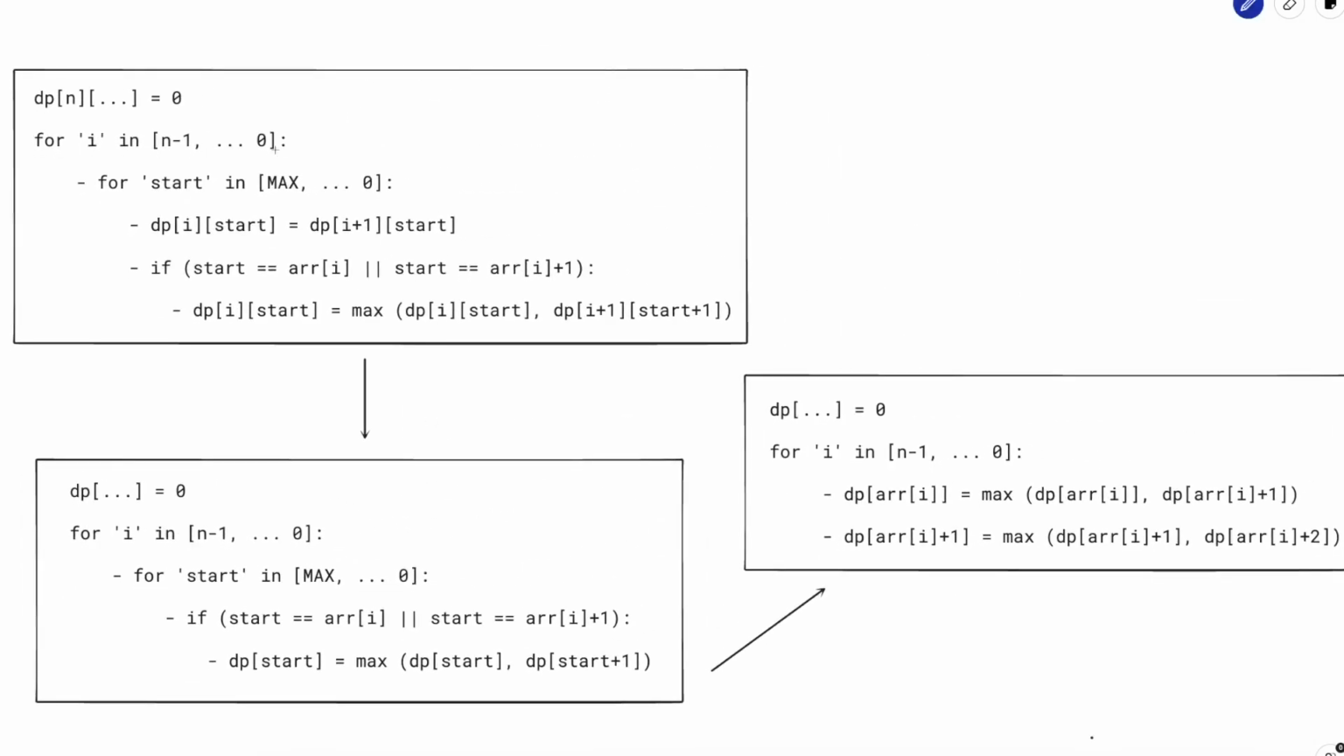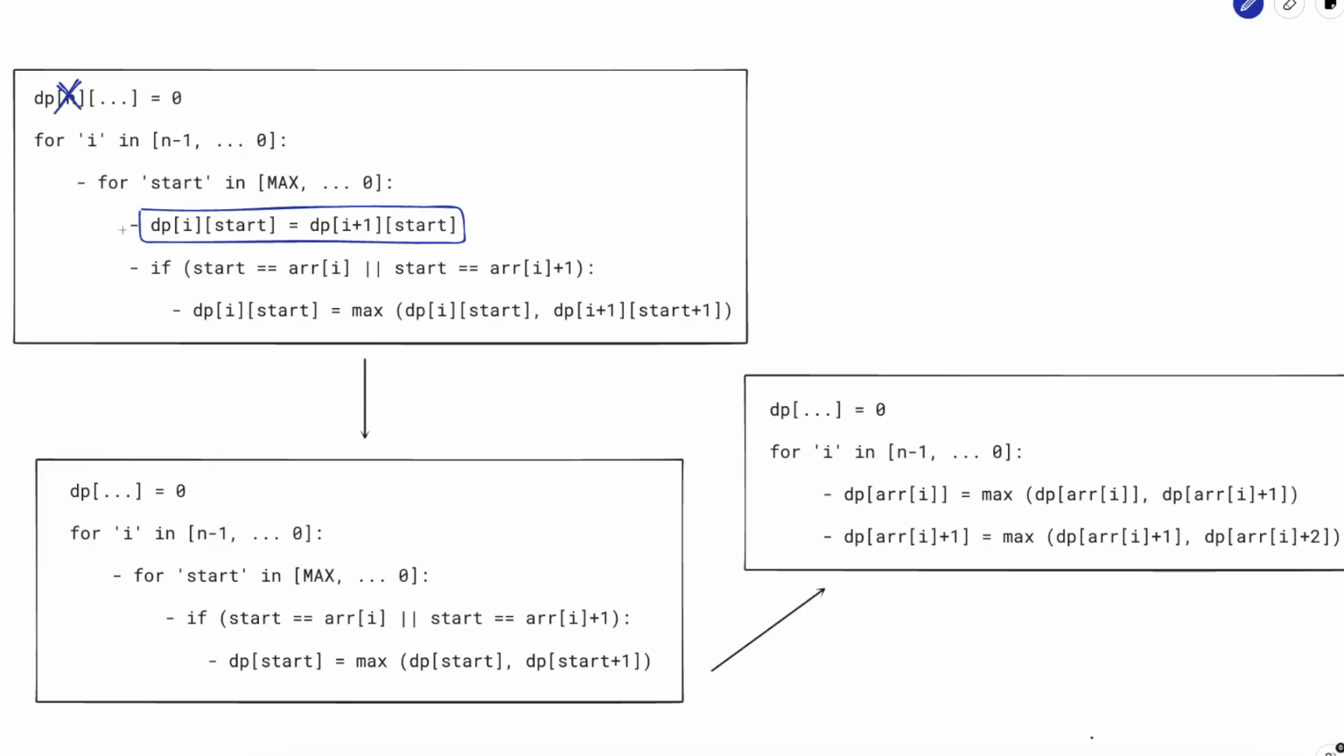So this was the original algorithm that we had. Notice we are assigning dp of I start with dp of I plus 1 start. So basically at any given point of time we only care about the next value of the dp, nothing else, right? So we can simply skip saving all different values for all different indexes, right?